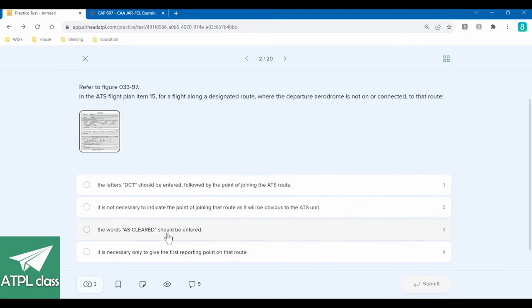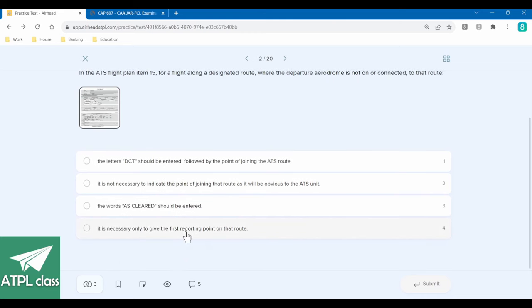The words as cleared should be entered. No, that's too wordy. We're always looking for codes and shorthands on the flight plan. And the next one down says it is necessary only to give the first reporting point on that route. Do we do so, 1 or 4?